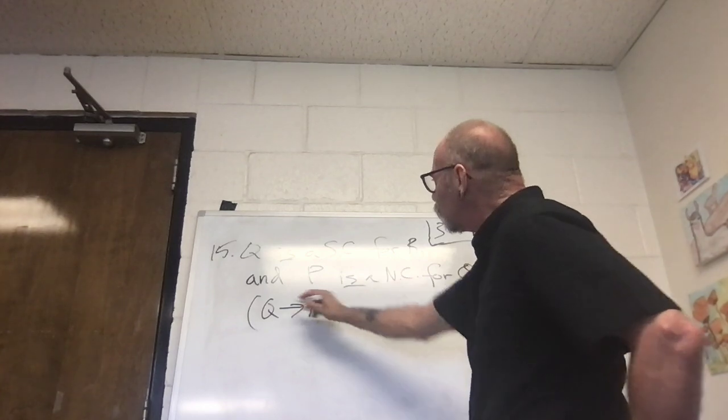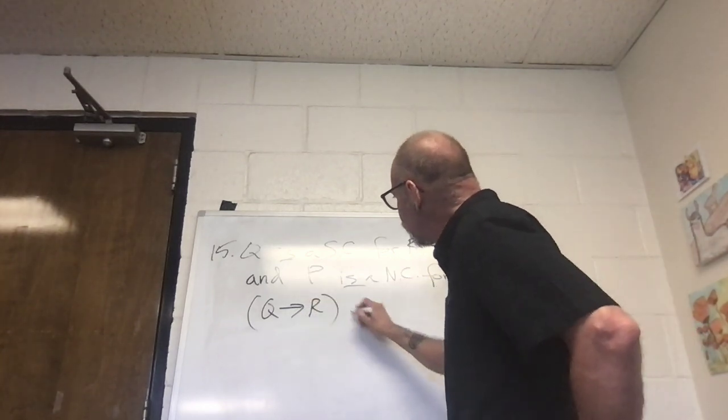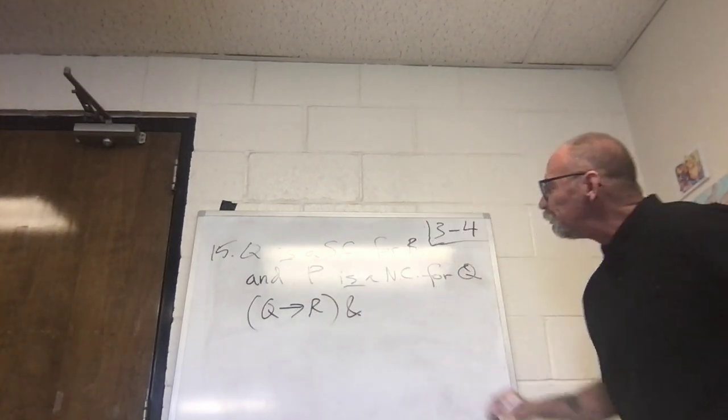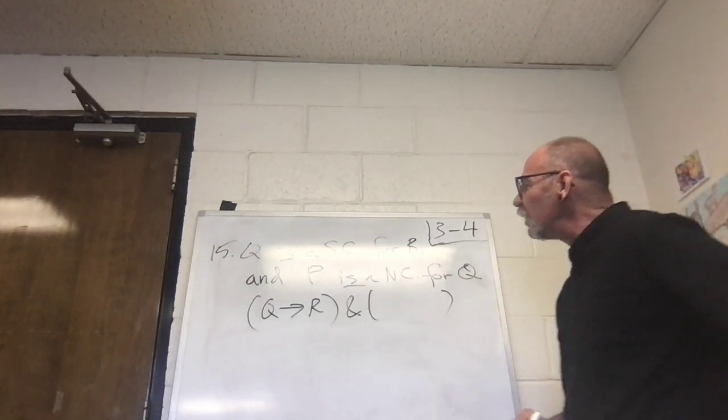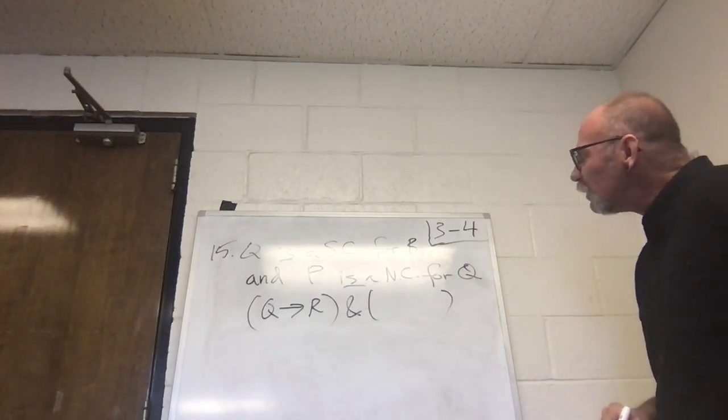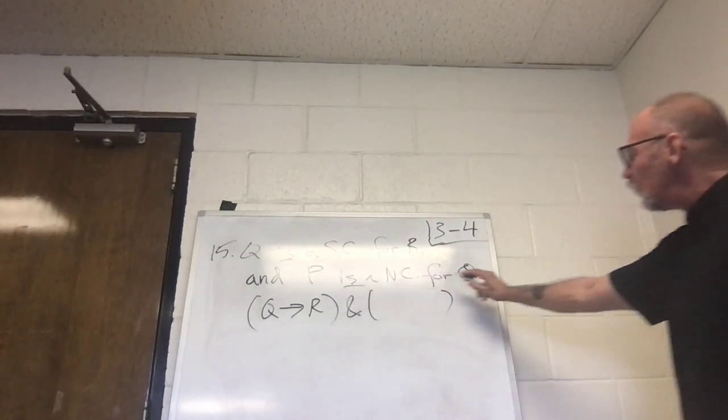Okay, we've got some parentheses for grouping, and "and" is expressing conjunction, which we represent with the ampersand. Now let's turn to the last of this.